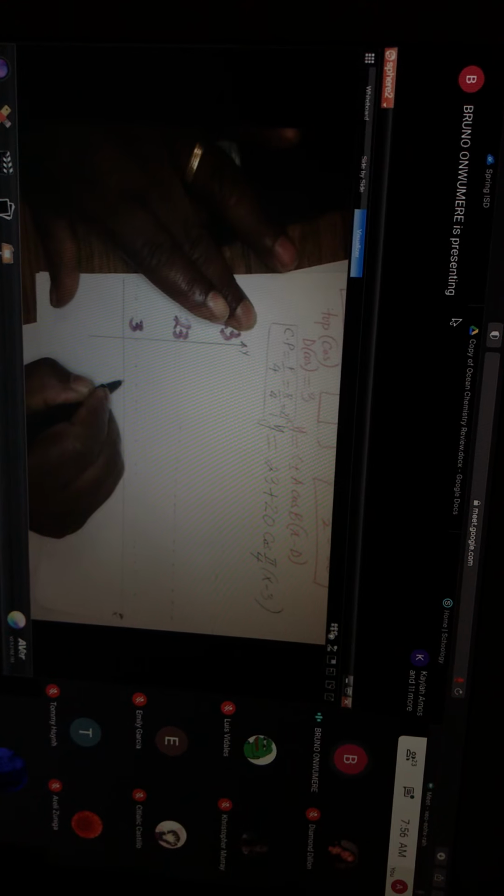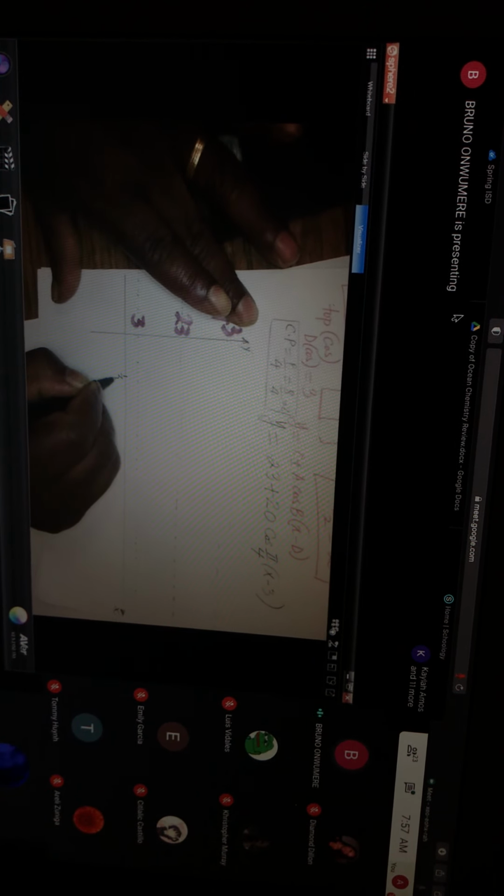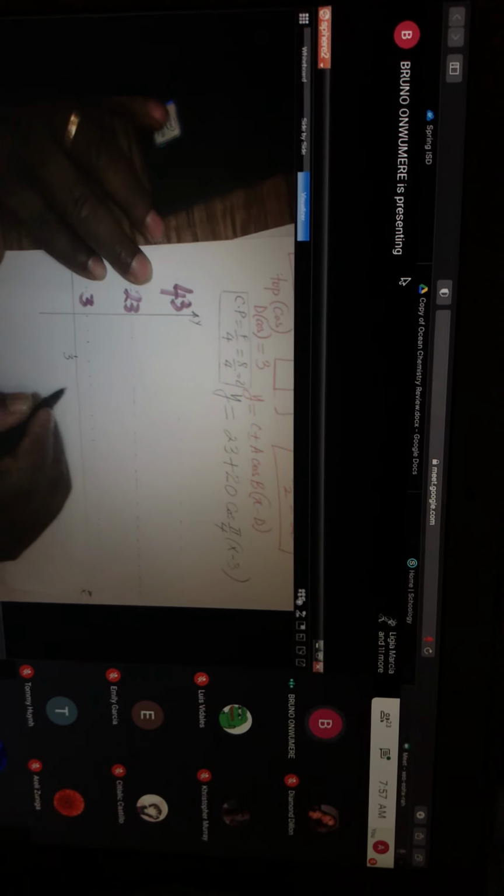Now, at this point, I need to label my x-axis, starting from the D value. Everybody please watch. D is 3. We got it. D is 3. CP is 2. Therefore, I'm going to be increasing this by what? By 2 each time.